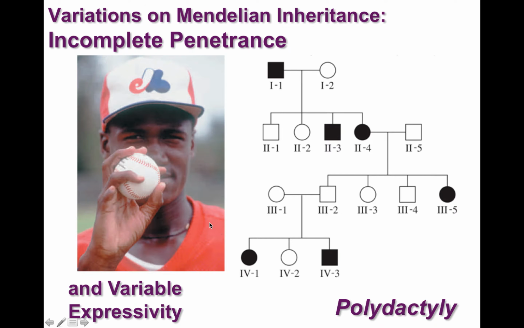This individual not only is showing a gene that has incomplete penetrance, in this individual, the gene did penetrate because he does have an extra finger, but it also exhibits variable expressivity, which means that sometimes the finger can be a complete finger and sometimes it can be a very short little stubby finger.